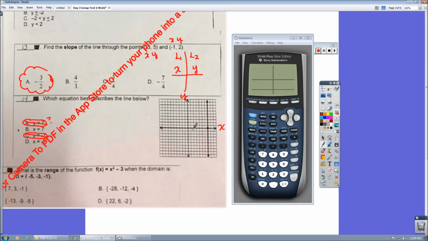Well, it's either going to be x equals 7 or x equals -7, and since it's crossing the x-axis at +7, our answer is B.